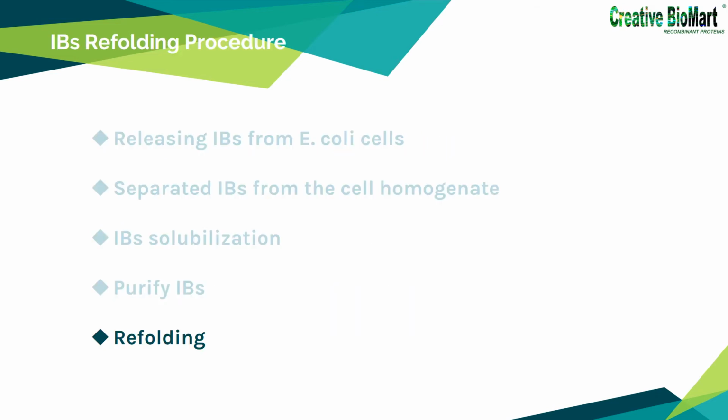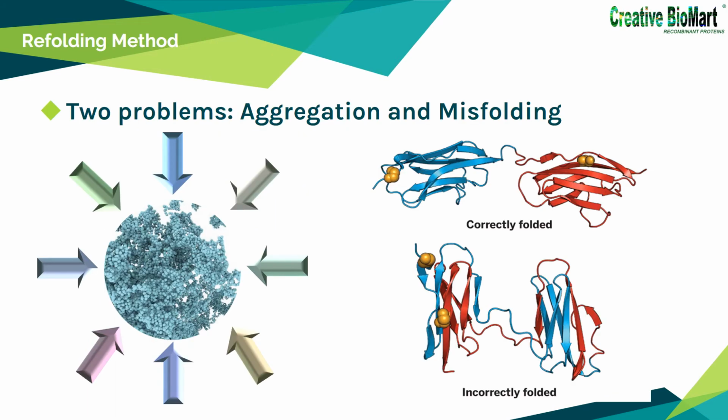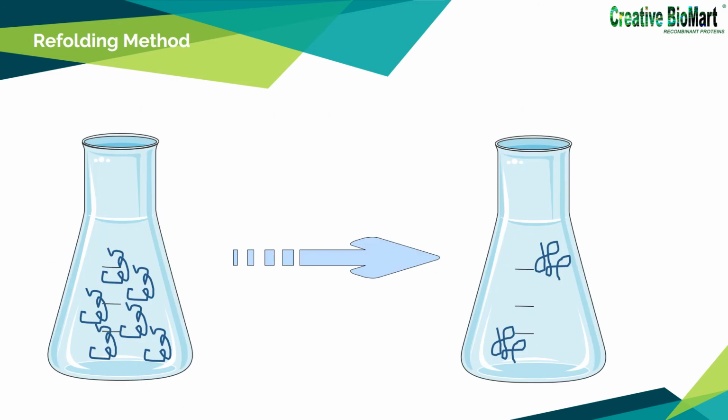Finally, the most important step, refolding procedure. There are two problems in the refolding process: aggregation and misfolding. Aggregation can be regarded purely as a statistical problem. Thus, the larger the distance between the individual protein molecules in the refolding buffer, the less risk of molecular collision and possible interaction leading to the formation of aggregates. The solution to this problem is simple: reduce the protein concentration in the refolding buffer and you may increase the yield of correctly folded protein.